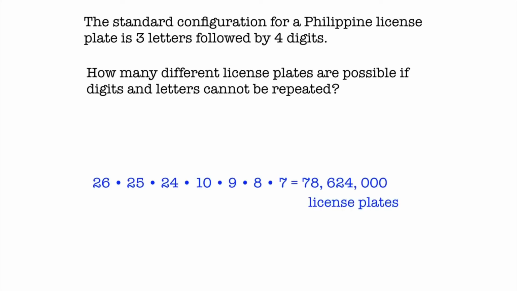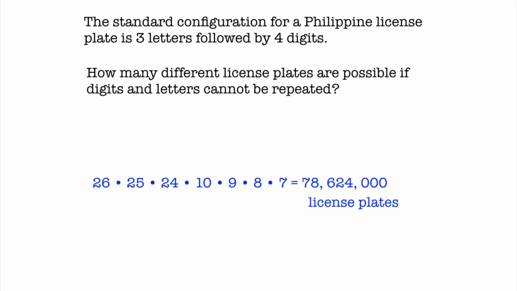For the first letter, we have 26 choices, but for the second letter, we now have 25 choices since the letter cannot be repeated. So the first letter that we chose cannot be included in our choices anymore. That's why we only have 25 choices. And then for the third letter, since we were able to use 2 letters already, we'll have a total of 24 choices. That is the same for the digits.